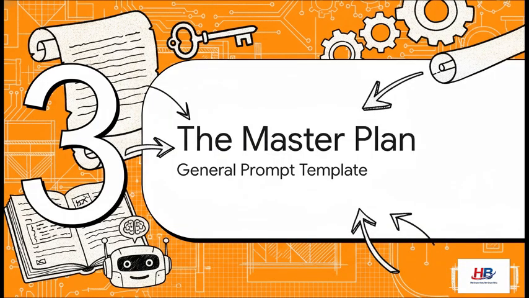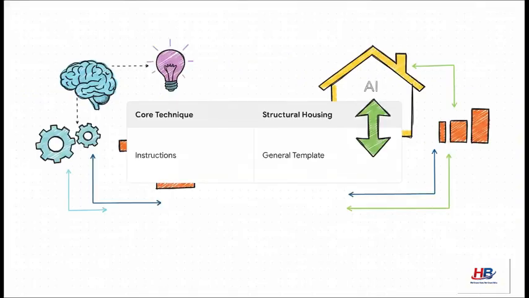And that brings us to the ultimate blueprint. Section 3, the master plan. General ChatGPT prompt template. This brilliantly illustrates how your core technique, those specific instructions we were just talking about, needs a structural housing to function reliably. That structural housing is the general template. Think of it as the solid walls and the roof of your house. But what are those walls actually made of?